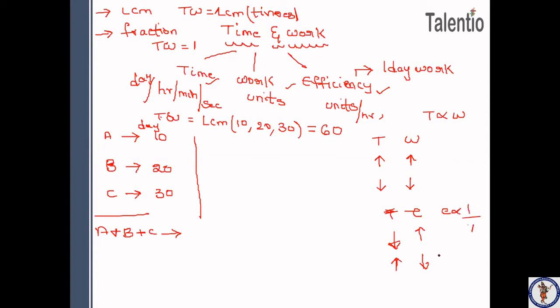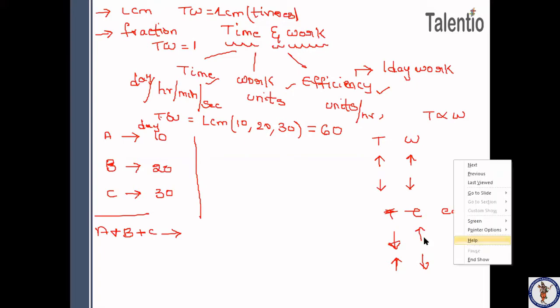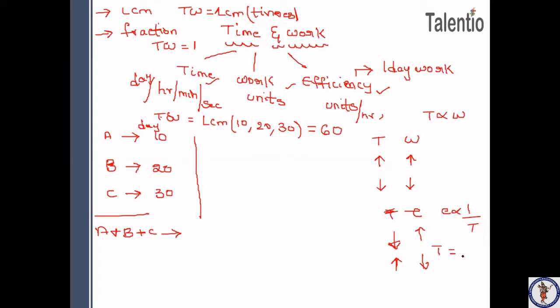So if you combine these two, time is directly proportional to work and time is inversely proportional to efficiency. So time is directly proportional to work, inversely proportional to efficiency. So the relation is time equals work by efficiency. The same thing we can write as work equals efficiency into time. It is one formula when they're asking work.